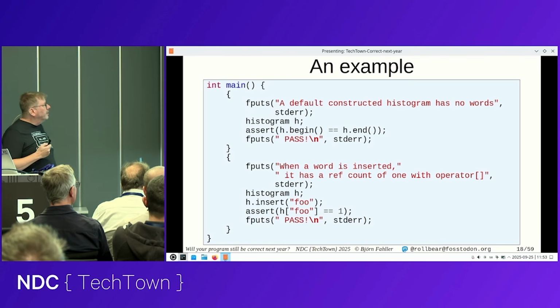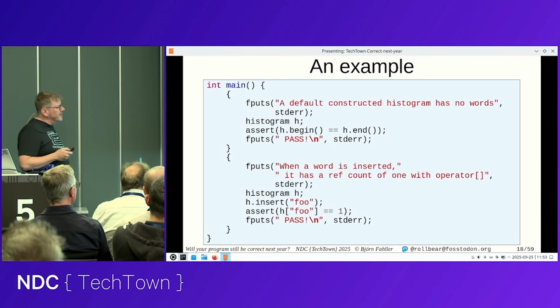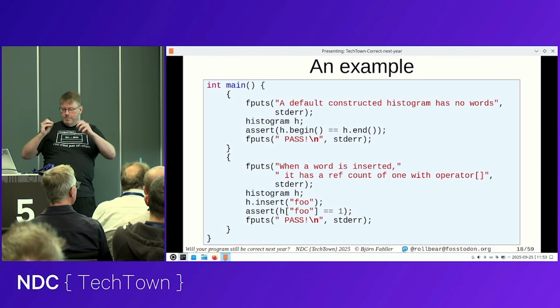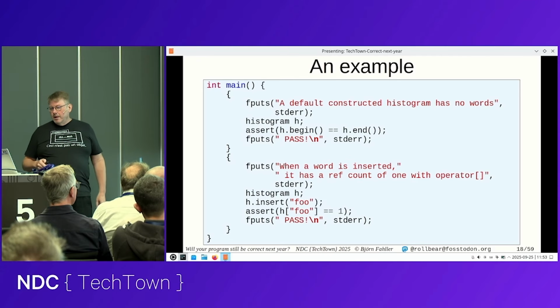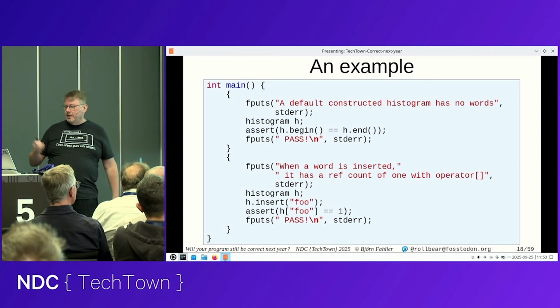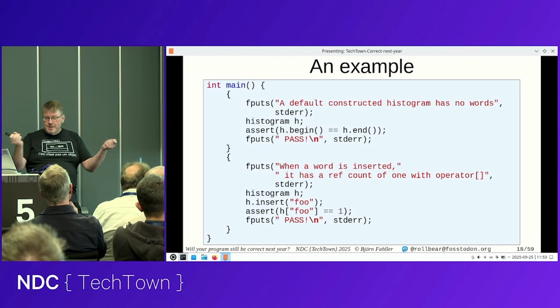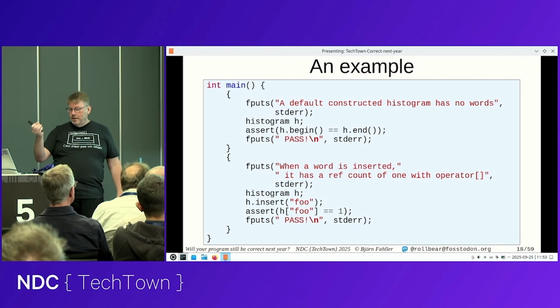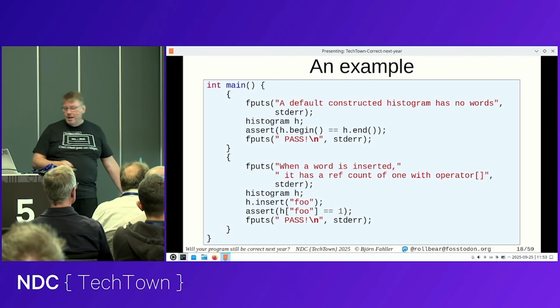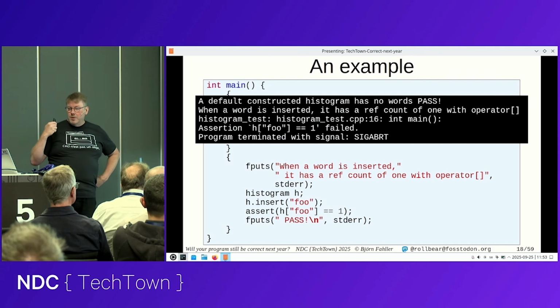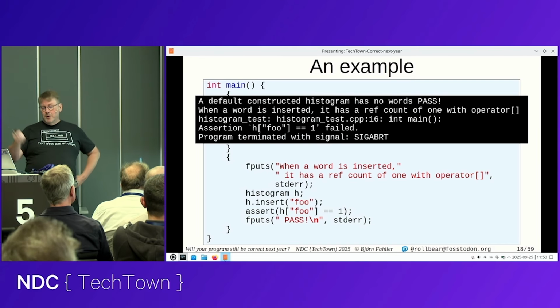So let's do a small but not insignificant improvement. So still just have my main program. I print a description of what I want to test. I posit that a default constructed histogram has no words. I create a histogram. I assert that begin and end are the same. And if it's not, the program breaks there. Otherwise, it prints pass and it goes to the next test. And so on. So if we run this, we can see an example of a failure.